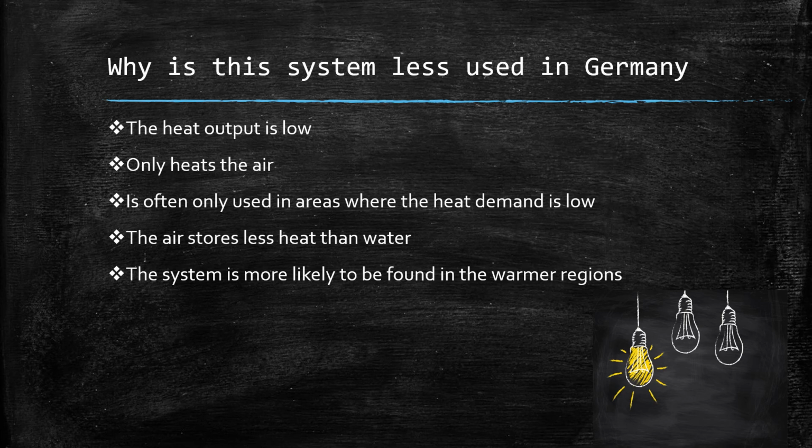Why is this system less used in Germany? It's because the heat output is low and it only heats the air, so it is often only used in areas where the heat demand is low, and the air stores less heat than water. And the last point is that the system is more likely to be found in the warmer regions.